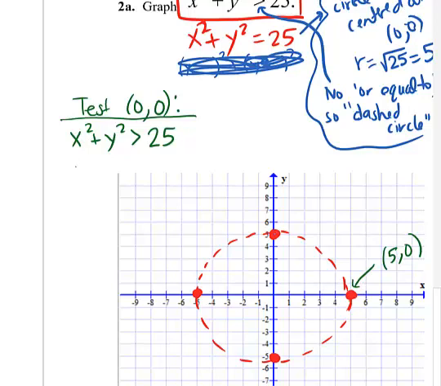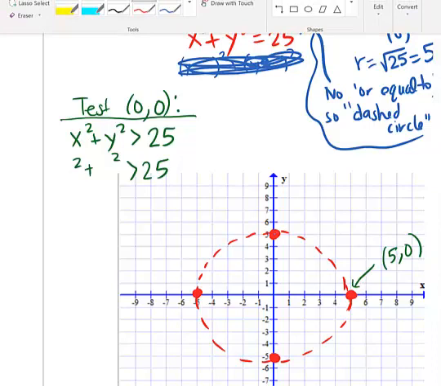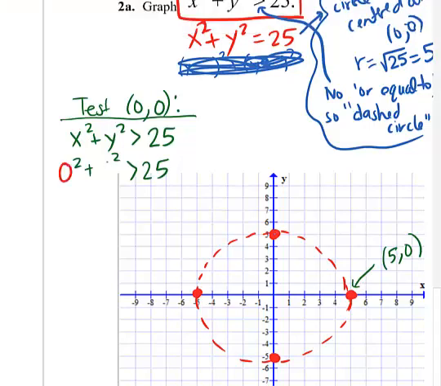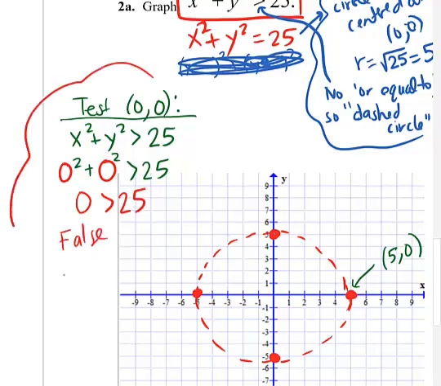It's going to be 0 squared plus 0 squared. And I'll see, is that greater than 25 or not? And you can probably do this in your head. You can imagine what's going to happen. The left side's 0, the right side's 25. 0 is not greater than 25. That's false. So, okay, what do we do in that case?